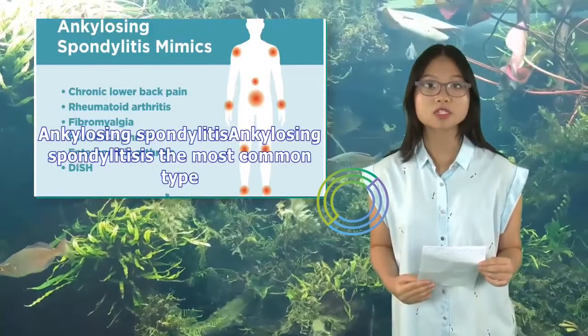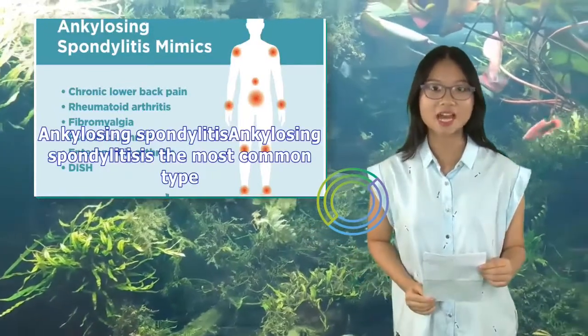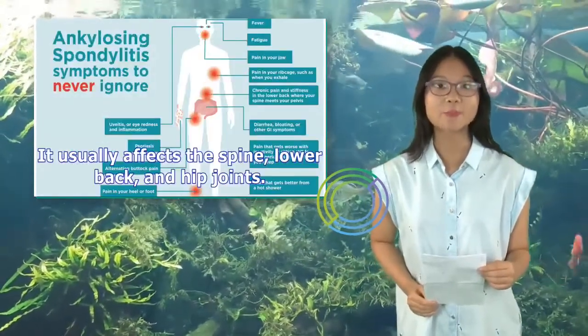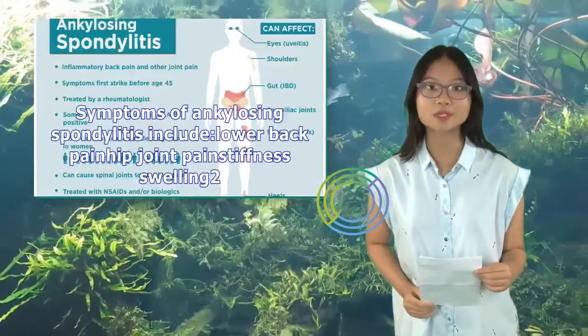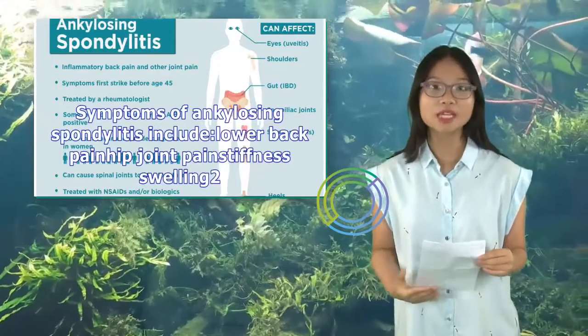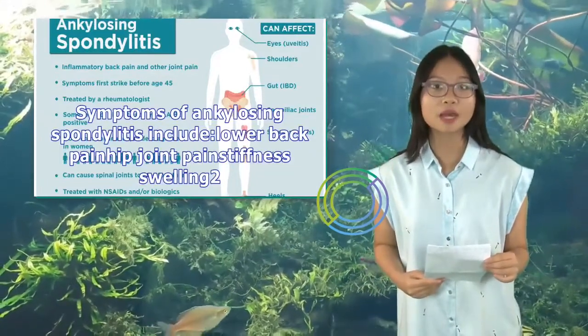Ankylosing spondylitis. Ankylosing spondylitis is the most common type. It usually affects the spine, lower back, and hip joints. Symptoms of ankylosing spondylitis include lower back pain, hip joint pain, stiffness, and swelling.